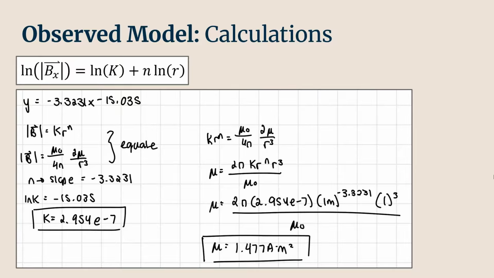With our linearized distance dependence equation, we can find n, which is the slope, negative 3.3231, and capital K, which is equal to e to the y-intercept, which we found to be 2.954 e negative 7. With both of these values known, we can find mu by equating the two formulas for the magnitude of the magnetic field of a bar magnet, and the magnetic dipole moment mu was found to be 1.477 ampere meters squared.